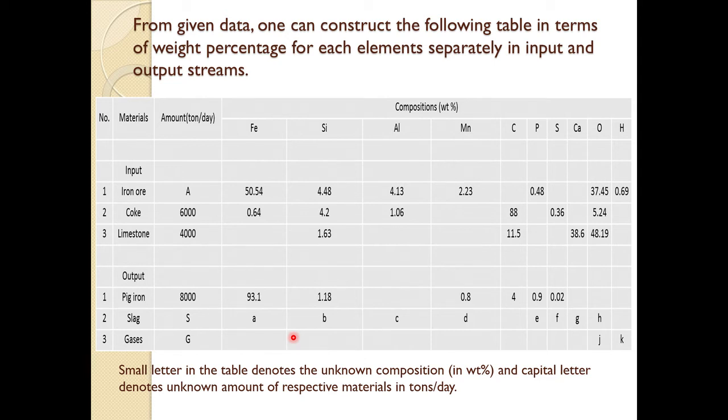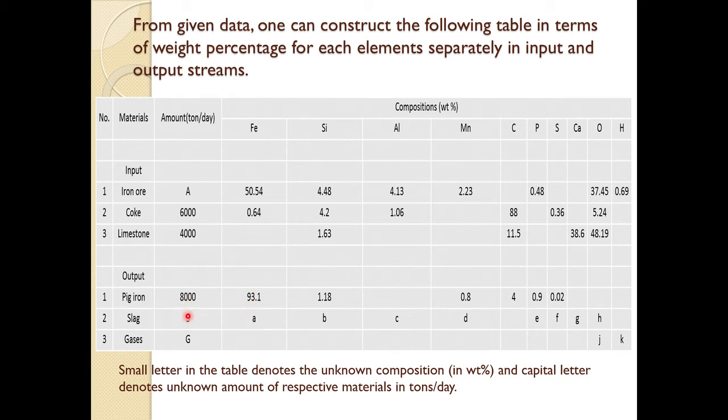So, once we construct this table in terms of weight percentage, I think it is easy to do the mass balance now. Let us say for iron. Mass balance for iron would be: input is from iron ore, the iron is coming, so this into this; from coke iron is coming, so this into this; and from nowhere else the iron is coming, but iron is going out in terms of pig iron, so this into this. So, this should be equal to this into this plus this into this.